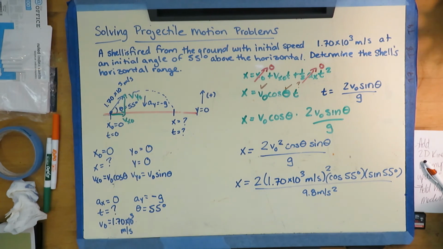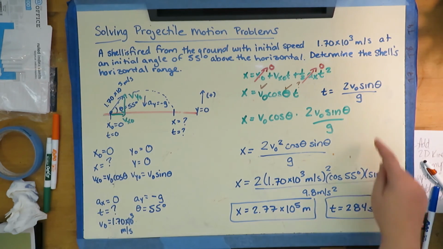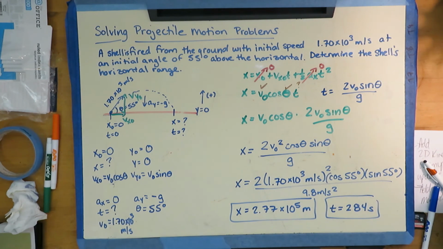When you plug that into a calculator, you get something like 2.77 times 10 to the fifth meters for the range. If you wanted to find the time it actually took using that equation, it was around 284 seconds. So had you wanted to find the time, or it asked for the time in a different part, plugging in values there would have given you that amount of time. So that position in that amount of time. That gives you an idea of how to solve a very traditional type of problem.